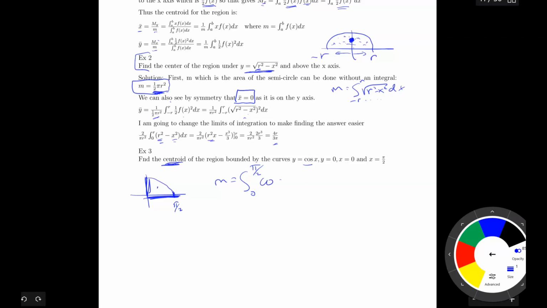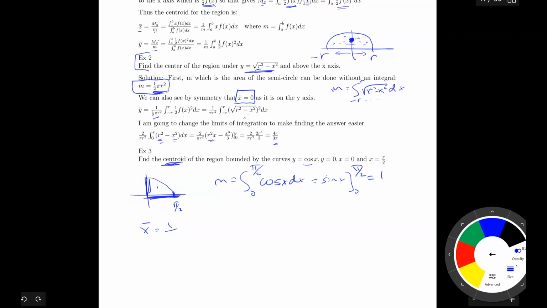So that's going to be the integral from 0 to pi over 2 of cosine of x. That's going to be nice and easy. Sine of x between 0 and pi over 2. Well, that's easy. That's just 1. Okay, so let's go find the x bar.